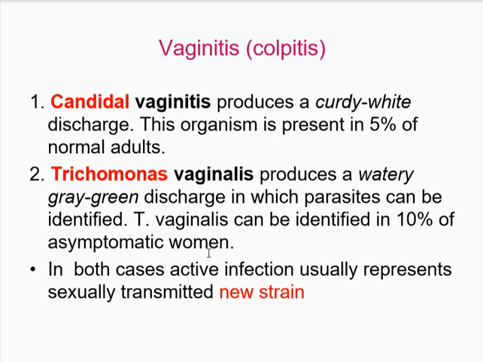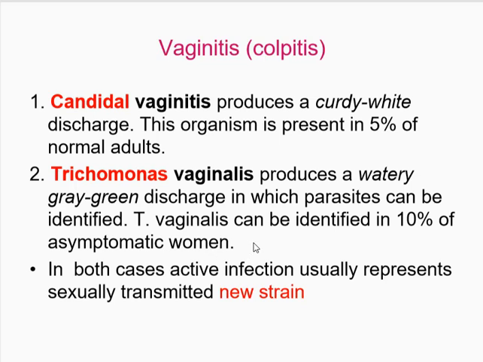Candida albicans is one possible cause of vaginitis, and this is often associated with a specific curdy white discharge from the vagina. Trichomonas vaginalis is also a common cause of vaginitis, and this is associated with a watery gray-green discharge. And you can see, of course, not with the naked eye, but under microscopy you can discern the protozoan causing vaginitis from the discharge.